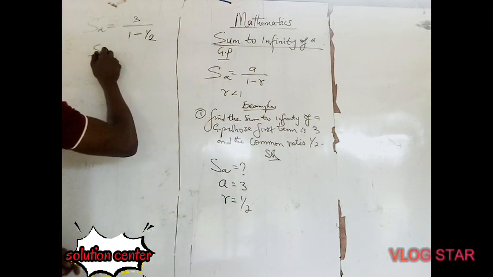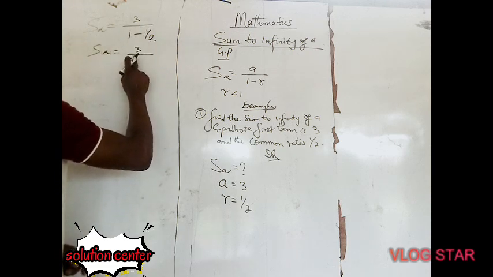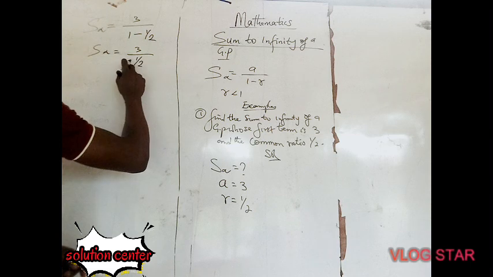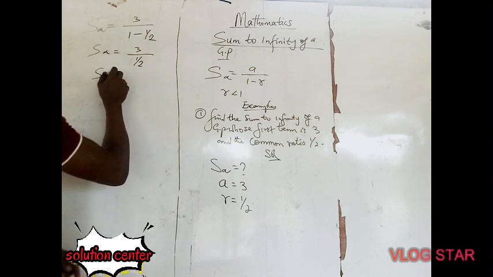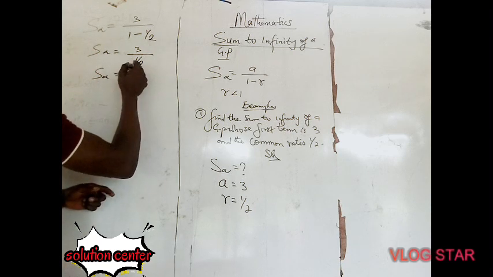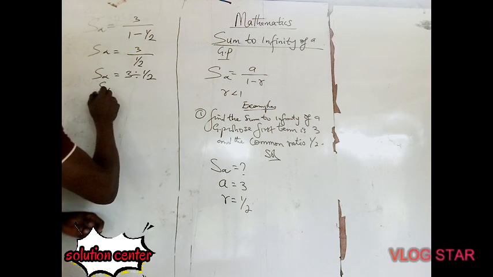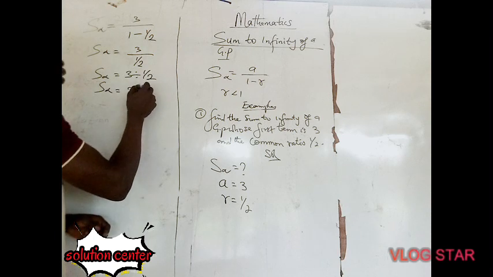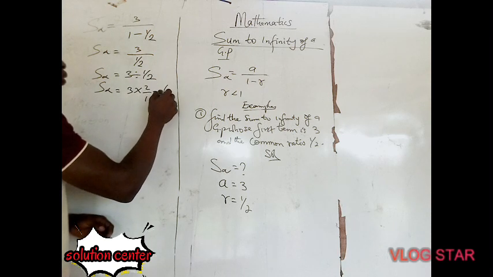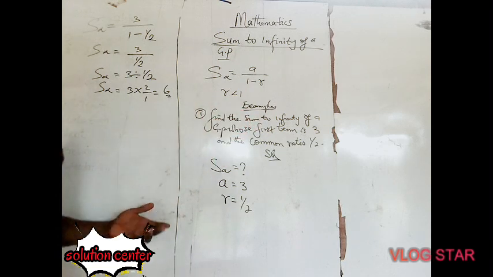So the sum to infinity here will be equal to 3 over 1 minus half, which gives us half. The sum to infinity is equal to 3 divided by half, which is 3 times 2 over 1, and the result here is 6. So the sum to infinity of this particular geometric sequence is equal to 6.